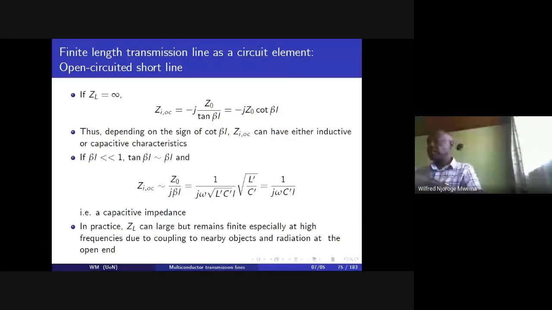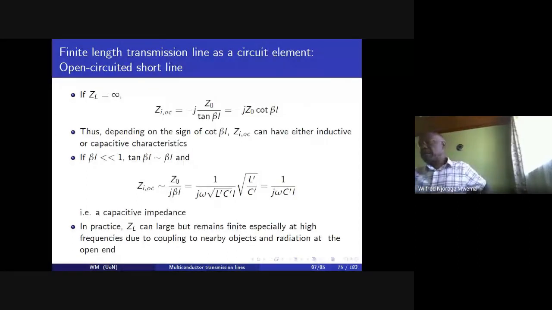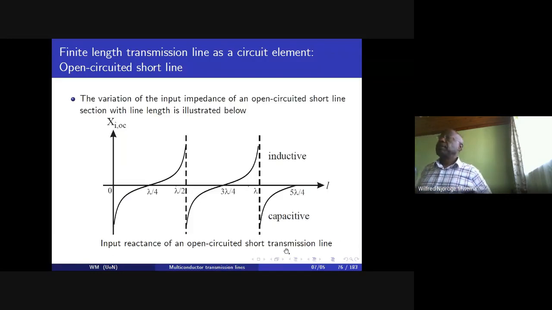So even if the line was lossless, it will now start having loss because power is being radiated away from the load itself. Another thing is, of course, the stray capacitance. And another thing is that the mechanical strength of the line is also compromised. For example, if we have an air line where the conductors are just separated by air, it will be very difficult for us to maintain the separation of the conductors constant.